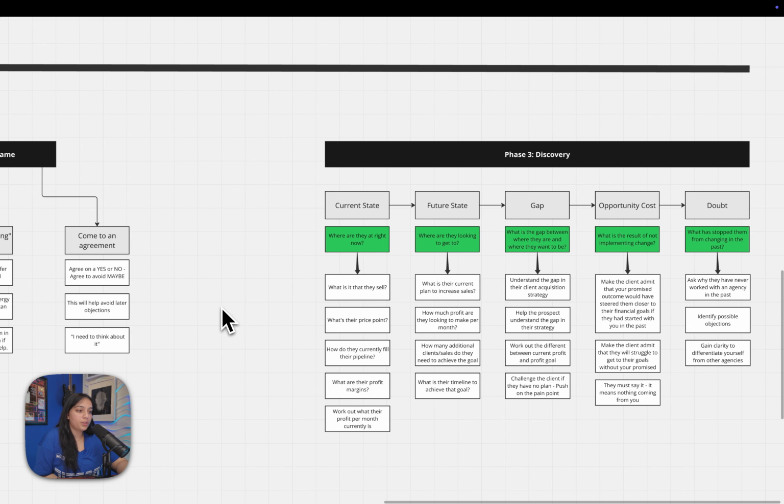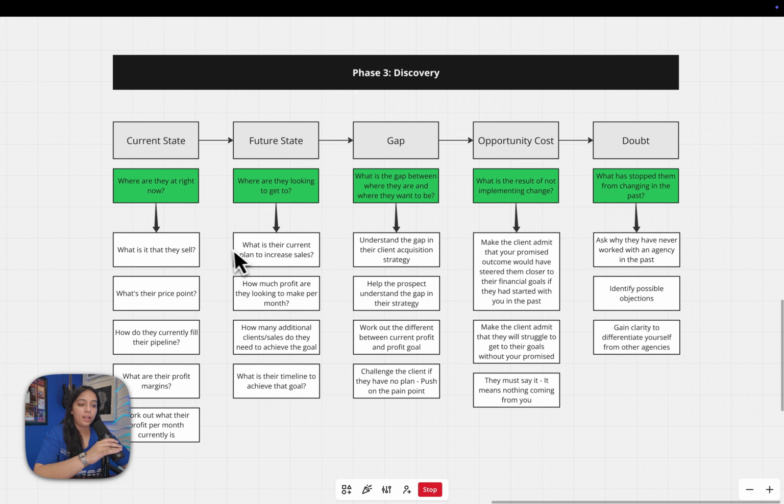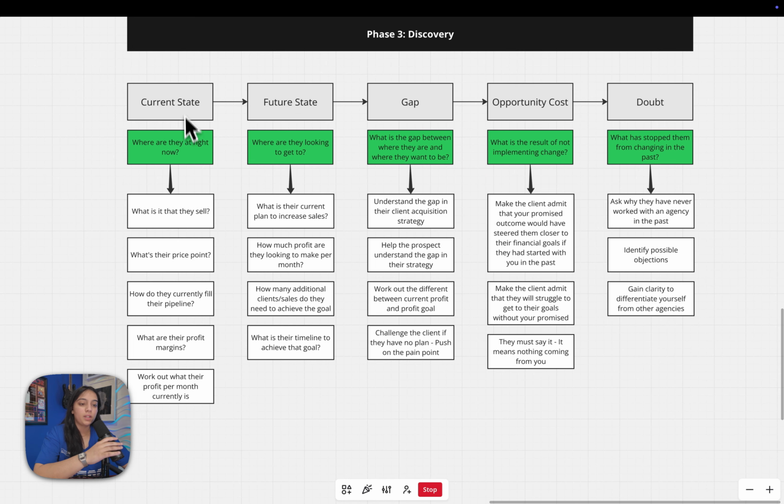Next, we're moving on to phase 3, which is the discovery phase. Now, this phase is arguably the most important part of any agency because this is where you actually understand the client and the business itself. So that being said, this just goes a level deeper, because this is where you start to highlight the business's pain points and their inefficiencies in your prospect's mind. There are 5 elements to an AI agency discovery call, and the first one is the current state.